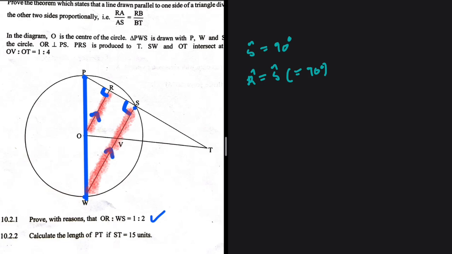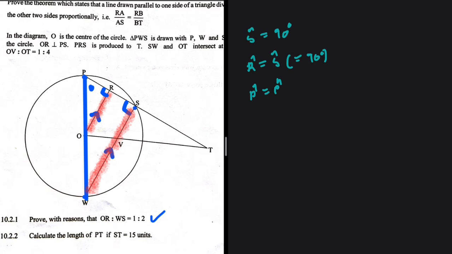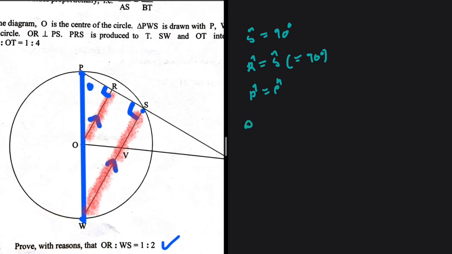SW. Okay, but triangle POR and PWS share this angle right here. They share that angle P, right? So angle P is equal to angle P. It is a common angle. So in saying that, the third angle of the two triangles should be equal to each other. So now we have the privilege to say that triangle POR is similar to triangle PWS.